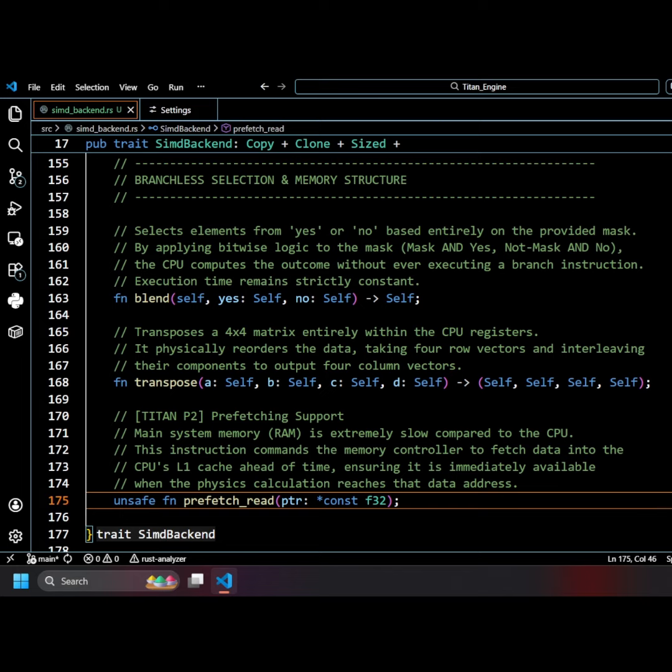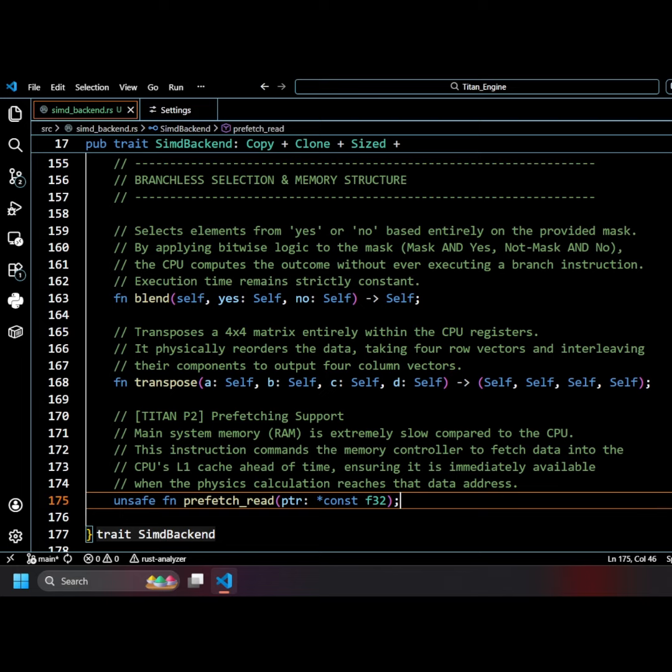Second, we have in-register transposition. Look at the transpose function for 4x4 matrices. This physically reorders data, taking 4 row vectors and interleaving them right into 4 column vectors. But the real kicker? It does this entirely within the ultra-fast CPU registers, so we completely avoid slower memory operations.